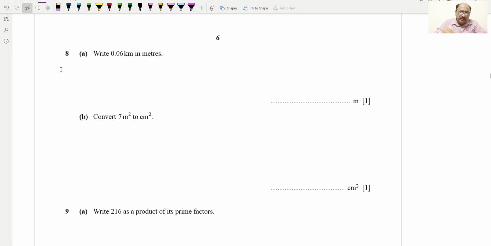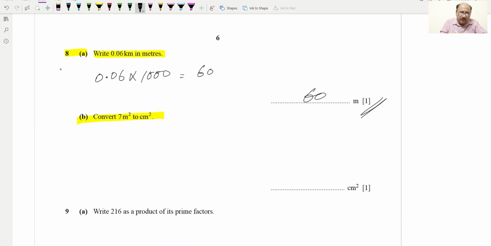Now question number 8. Question number 8, part a, says write this in meters, kilometers to meters. So 0.06 will be multiplied by 1000 because there are 1000 meters in 1 kilometer. So the decimal will be moved 3 places, 1, 2 and 1 more, so it will be 60, and the answer will be 60 meters. Hopefully you understood this.